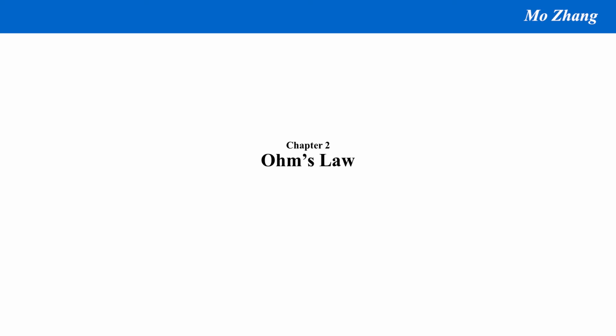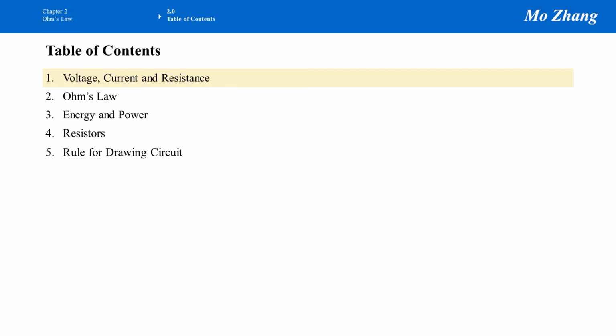This is chapter 2, Ohm's law. In this chapter, we're going to talk about voltage, current, and resistance. In session 2, we are going to learn the most important law in electronics that is called Ohm's law. There are 3 Ohm's law formulas.